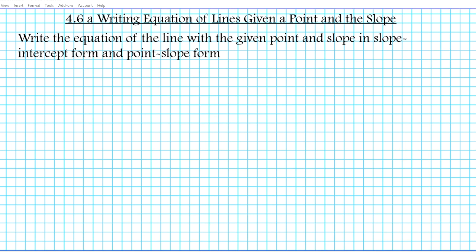Alright, the instructions for the examples are as follows. We are to write the equation of the line with the given point and slope in slope-intercept form and point-slope form. Alright, let's take a look at question number 1.